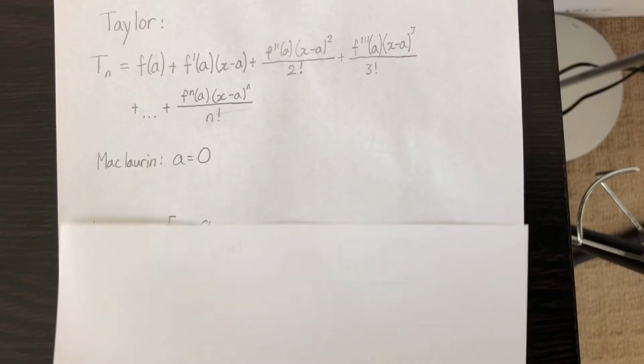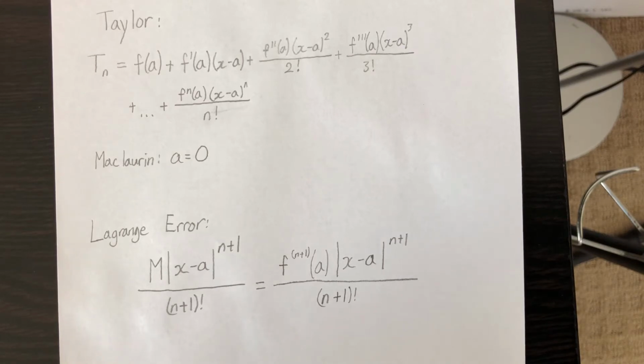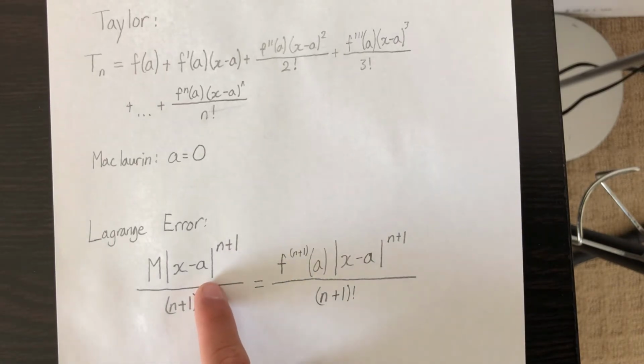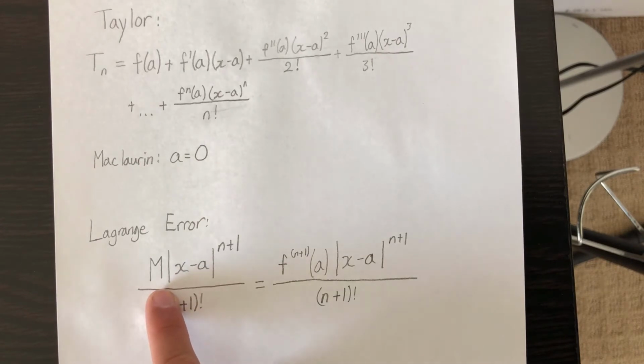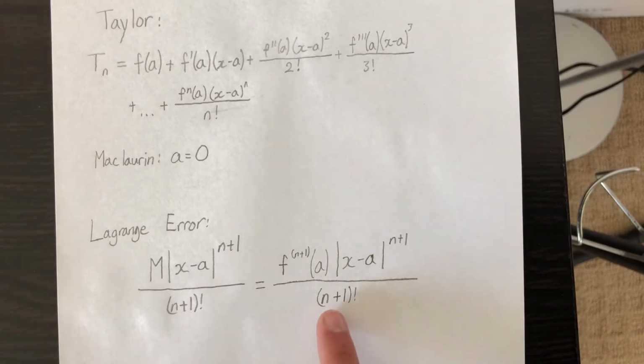Something else you need to know is Lagrange error, and that's M times the absolute value of x minus a to the n plus 1 over n plus 1 factorial. Basically what you want to do with the Lagrange error is maximize what M and the absolute value of x minus a is. M is usually the next derivative from your previous term. So basically Lagrange error is usually the next term in your Taylor series.